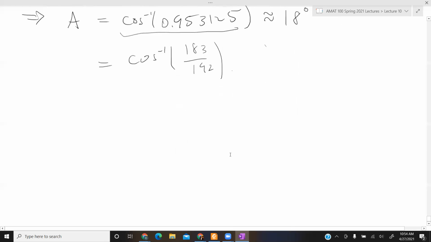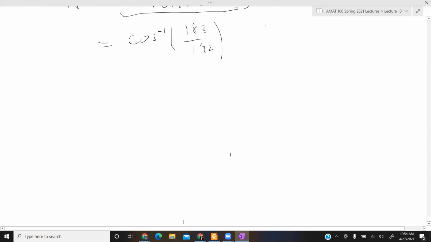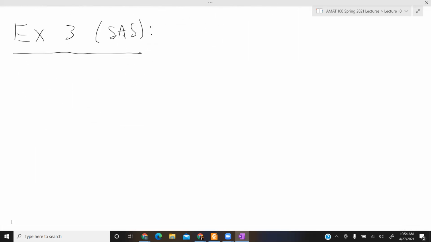Now we're going to go through example 3, and this is an example of side, angle, side. So this is the other sub case. Remember, we had those 4 cases, and this is the other case that you can use the law of cosines to solve. So the setup is the following.